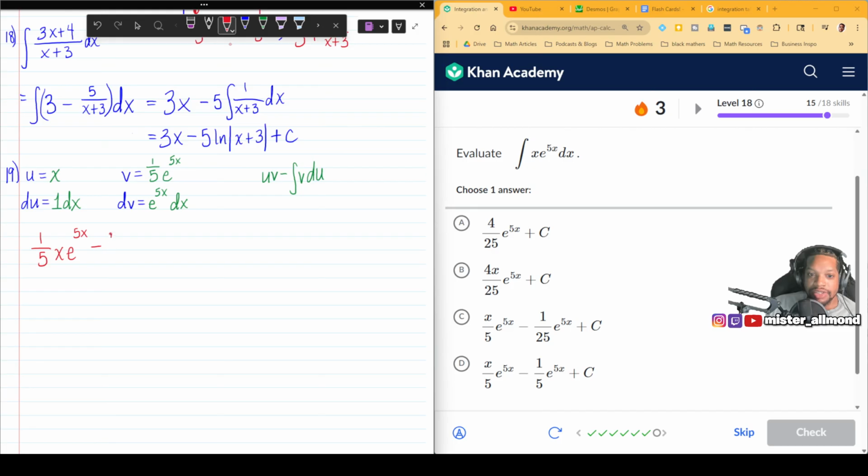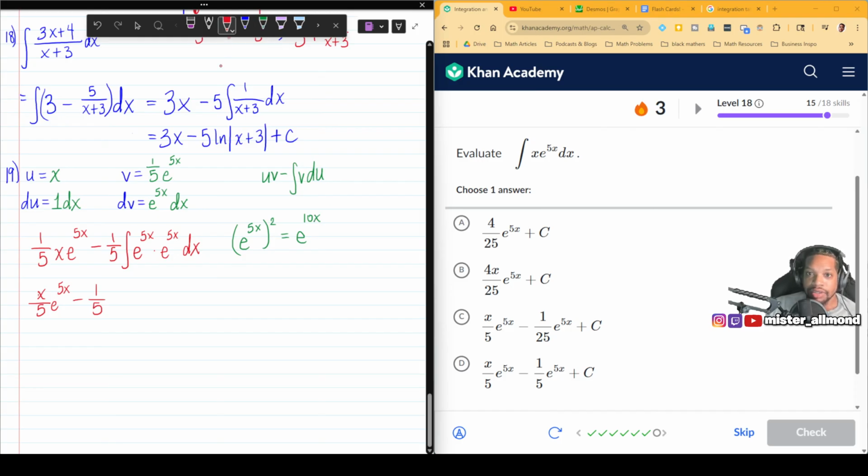So that is my uv minus the integral of v. And for my v, that 1/5, I'm going to put on the outside of the integral. And then v is e to the 5x. dv is also e to the 5x plus a dx. So I'm going to write that as, let's see, x over 5 e to the 5x minus 1/5. Now, what I would be doing is integrating e to the 5x squared, which is e to the 10x. Let me write that off to the side. E to the 5x squared would be the same thing as e to the 10x.